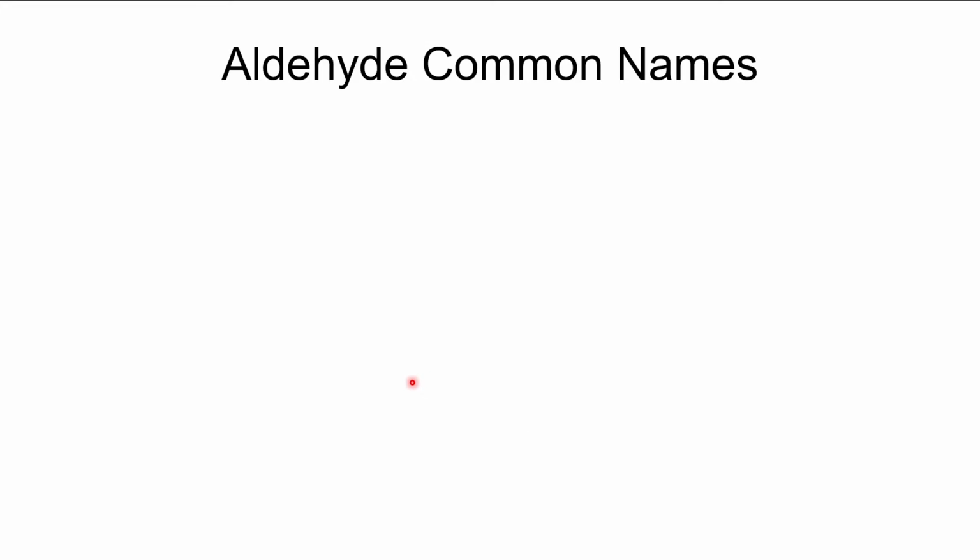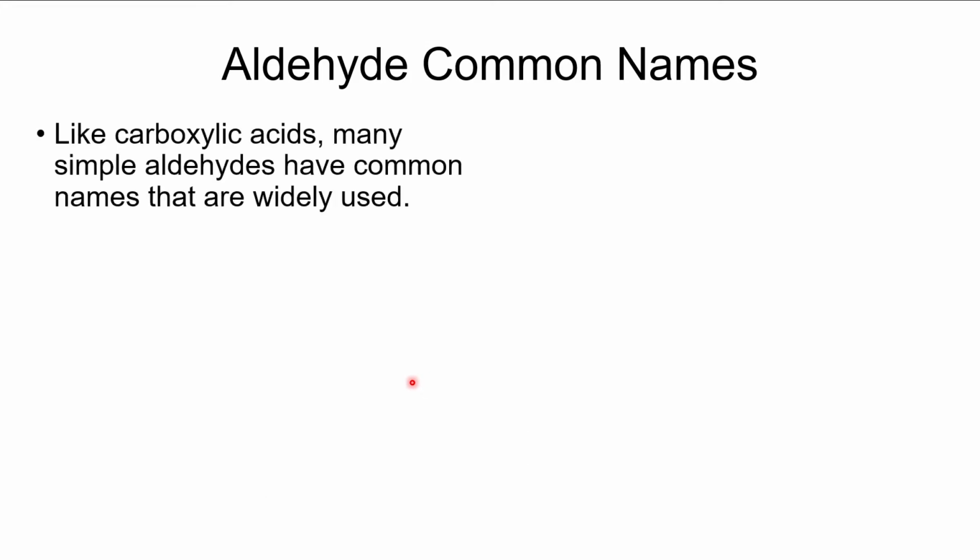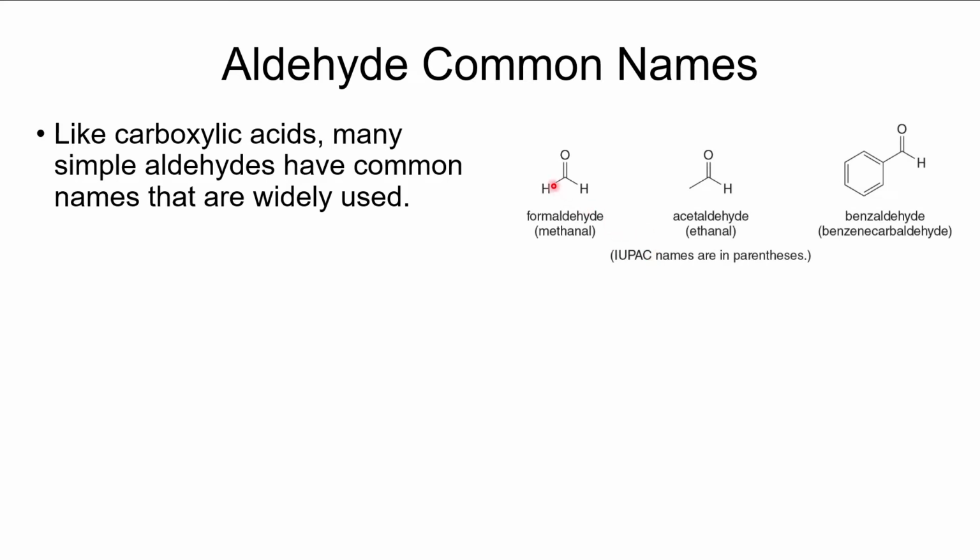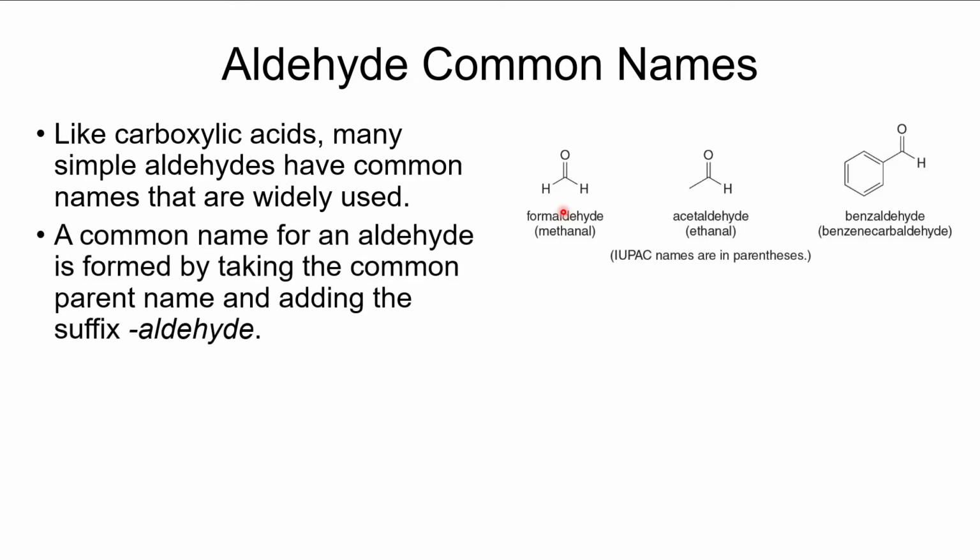So let's look at some of those common names and just to distinguish. Like carboxylic acids, like a whole bunch of other different compounds that we have talked about, we're going to find that aldehydes have common names. And so the simplest aldehyde is called methanal according to the IUPAC nomenclature. However, very few people ever call it methanal. Almost everybody calls it formaldehyde, and that's just because that is the name that is commonly used.